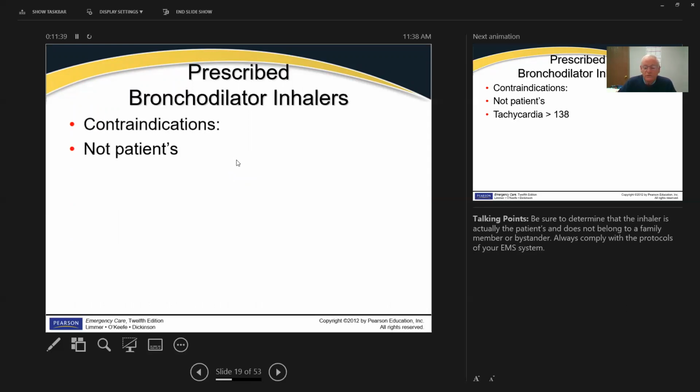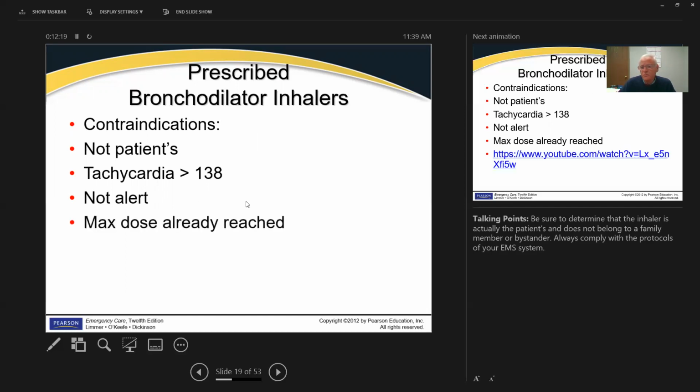Contraindications: if it's not the patient's own inhaler, we don't give them somebody else's metered dose inhaler. If they're tachycardic, once they get up in the 140 range, we don't give a bronchodilator, because that increases heart rate, and their heart starts beating too fast and doesn't have enough time to fill with blood to pump it back out. So once you get up close to 140, we don't use the bronchodilators. Also if the patient's not alert, you just have to follow your directions. They probably already know how to use it, but if they're in distress, you need to help them and coach them through the process. And it's also a contraindication if they've already taken it and reached the maximum dose that's on the bottle.